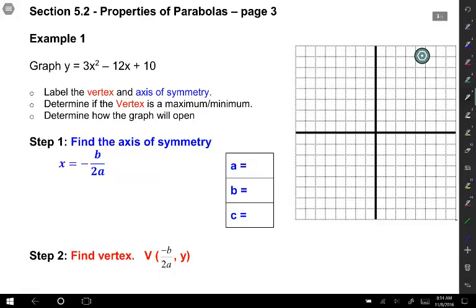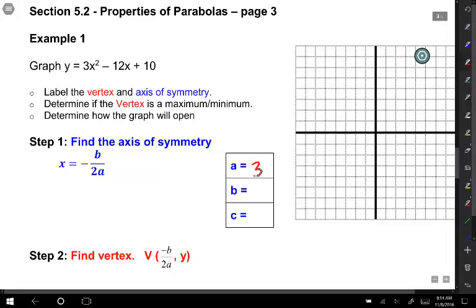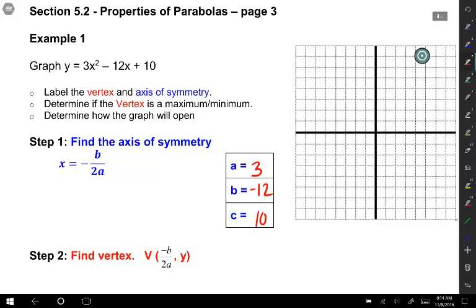All right, a, b, and c. What's my a value? 3. All right. What's my b value? Negative 12. And c? 10. All right. You guys plug in for the axis of symmetry. See what you get. You should end up with x equals a number.